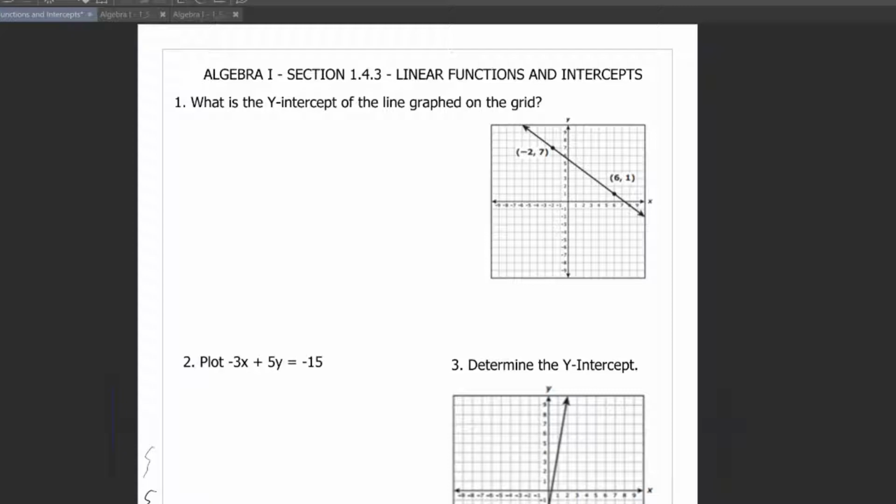Today we're going to go over Algebra 1, Section 1.4.3, Linear Functions and Intercepts. All right, so without further delay, let's get into it. Let's look at question number 1 here. What is the y-intercept of the line graphed on the grid?